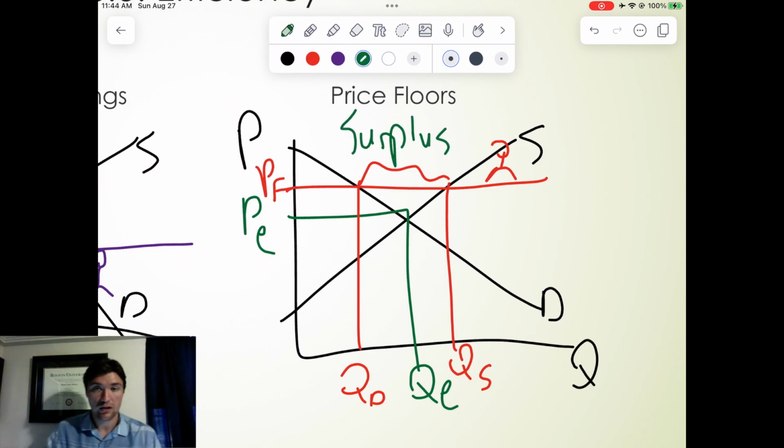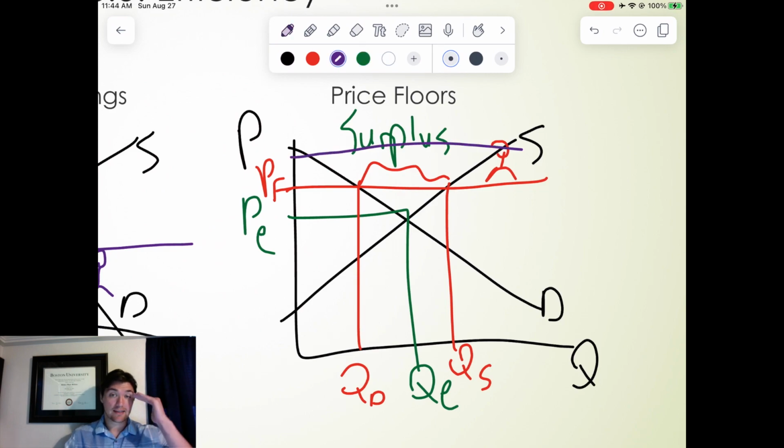Now, if you're wondering, can they charge a price below the floor? No. Can they charge a price above the floor? Of course they can, right? Because if they wanted to pay this price here, I can see the price. So if I can see it, I can charge it, I can buy it, right?